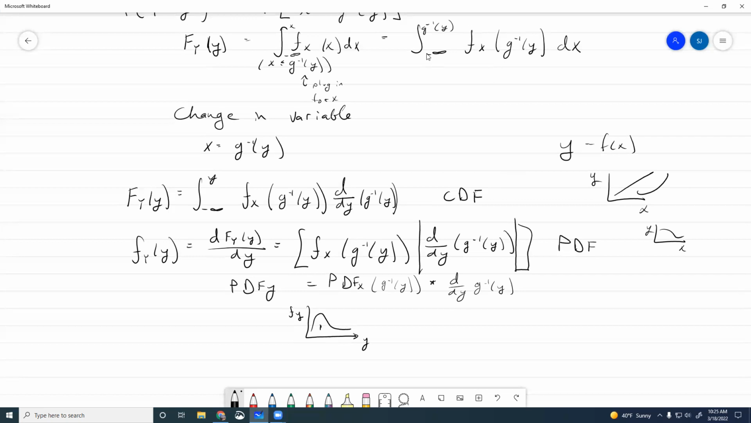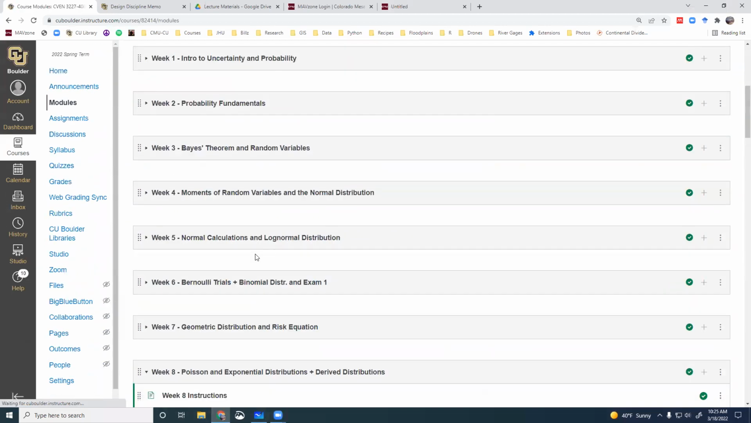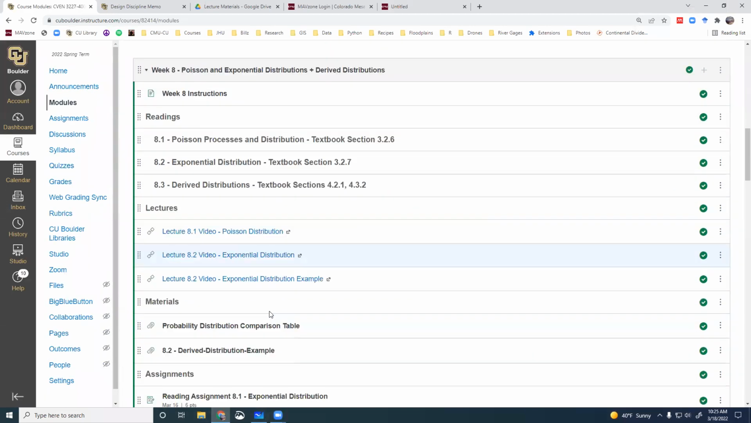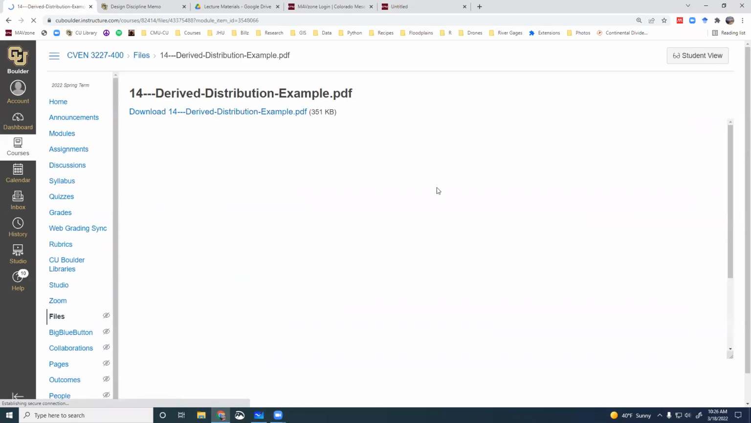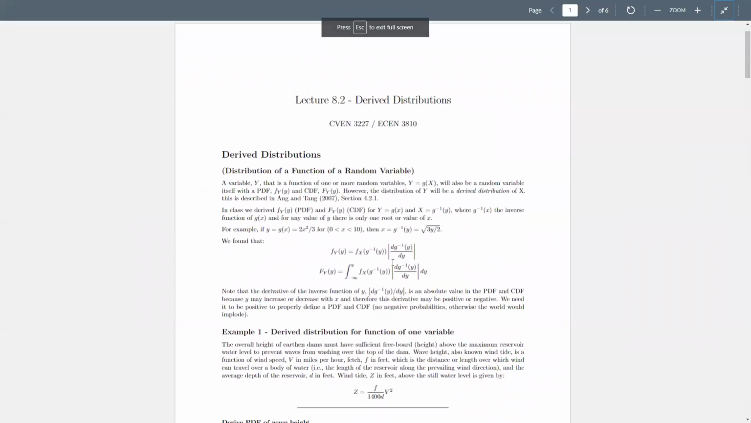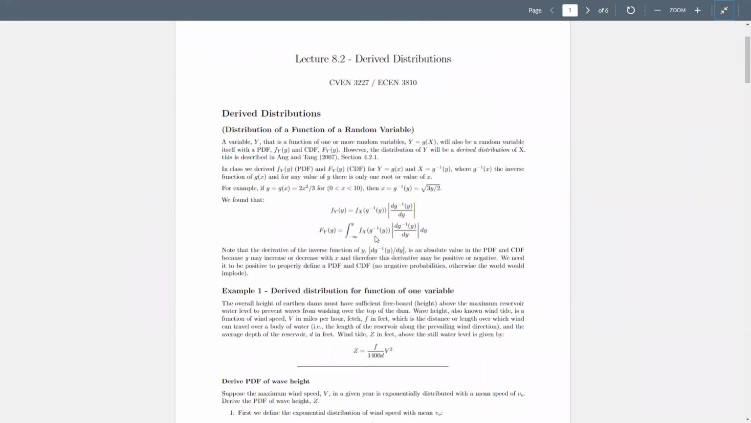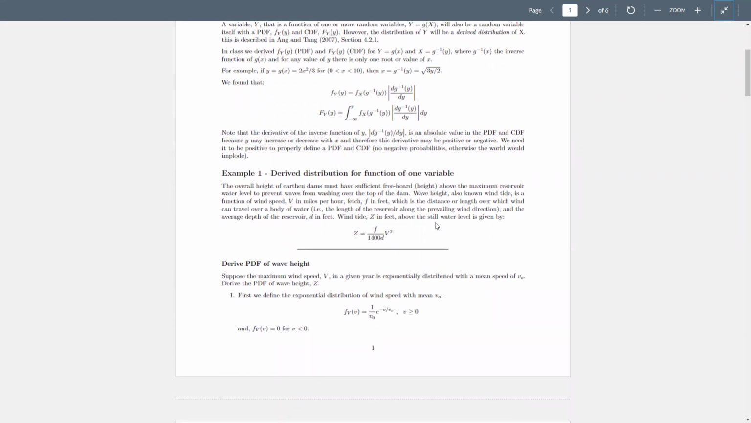Let's just look at a quick example together. I've got this posted on Canvas: Derived distribution example. This is actually the first part of your lab for this. I just give a reintroduction to what we just did, the derivation of the PDF and the CDF. And then the example we'll talk about is this equation right here.